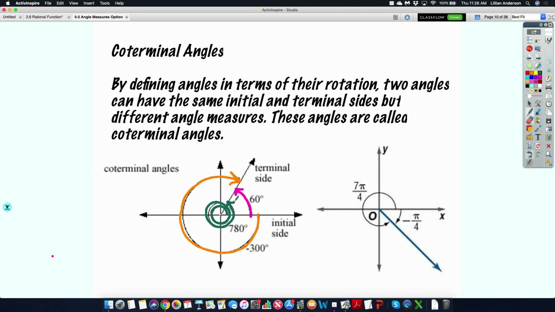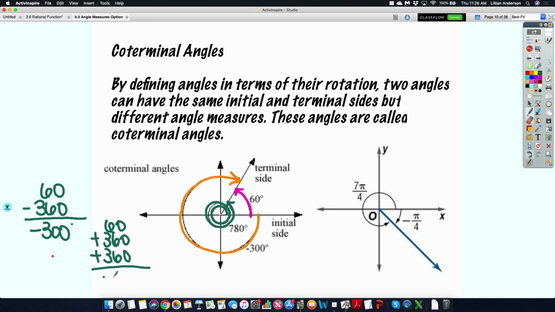360 degrees creates coterminal angles. So any angle, as long as it has the same terminal side and initial side. So if you look at 60, if you were to minus 360, you get negative 300. That was one of your coterminal angles. Coterminal angles are always separated by 360 degrees, okay? If I did 60 plus 360 plus 360, that's how we get 780. 2 full rotations and then 60 degrees. Coterminal angles are always separated by 360 degrees.